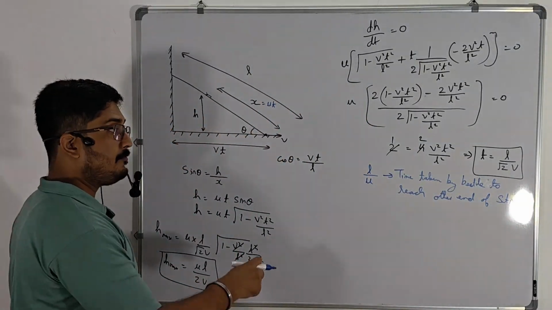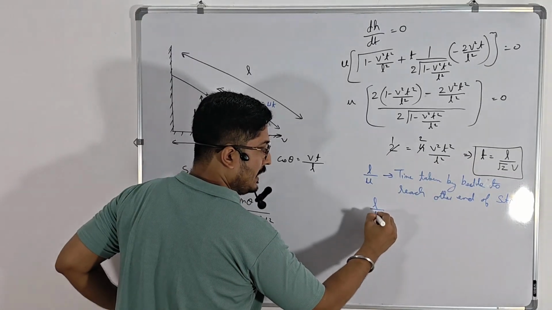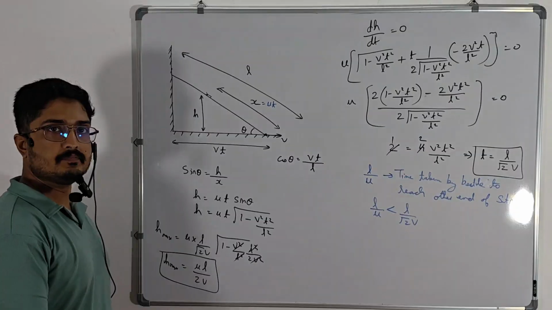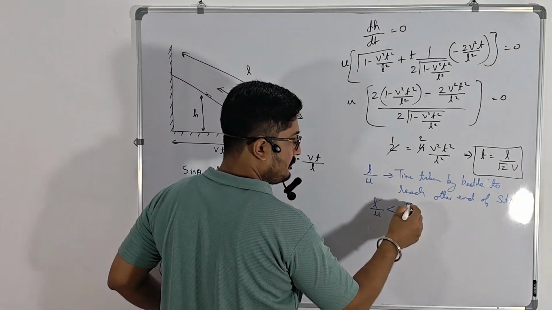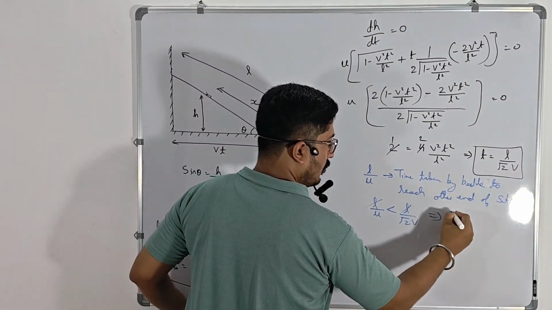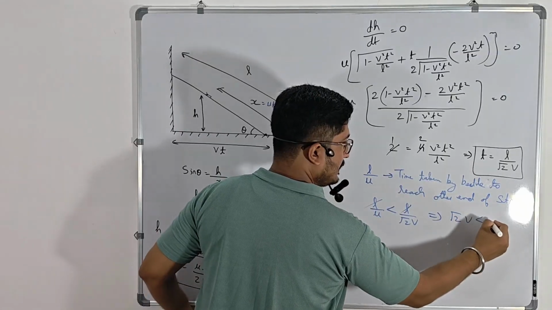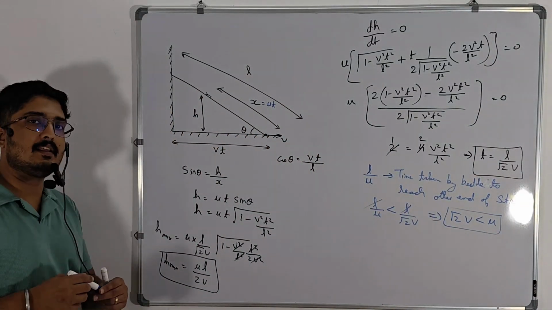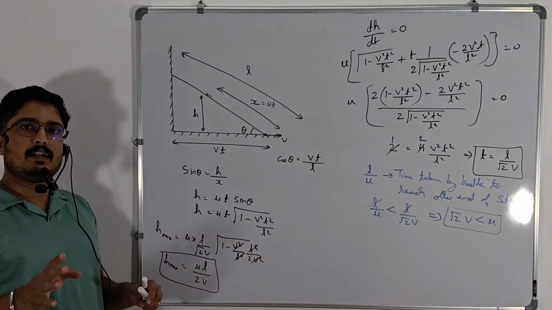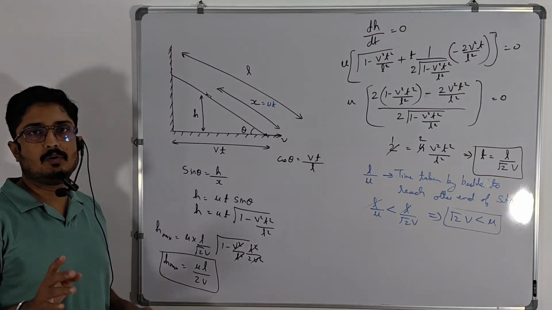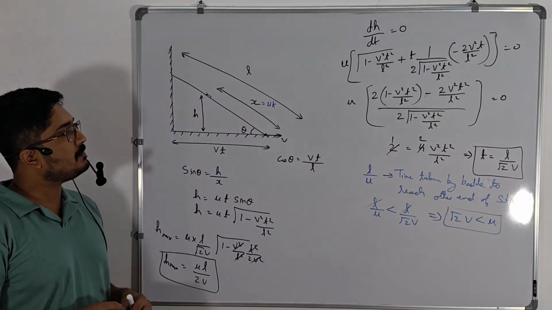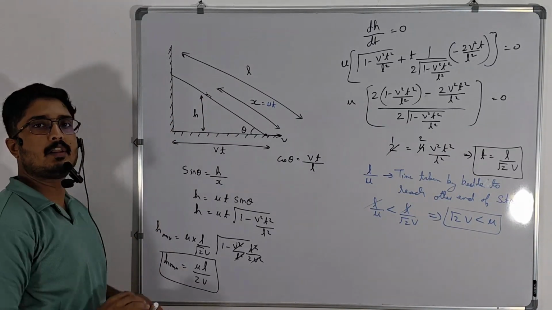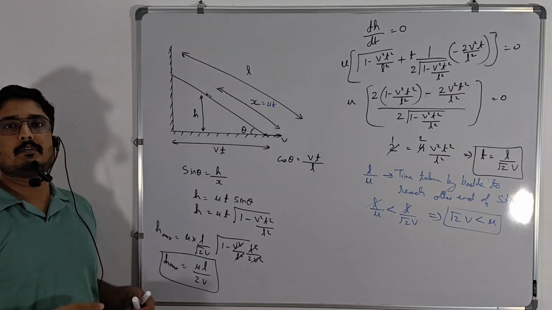Okay. What if this time L by U is lesser than L by root 2V? Which means basically if you cancel the L's, you'll get root 2V is lesser than U. Or I can say V is lesser than U by root 2. The point is, what if the beetle is too fast? That's the whole point. Then instead of reaching a maximum height here, the beetle would already be on the other side of the stick, and that will become the maximum.